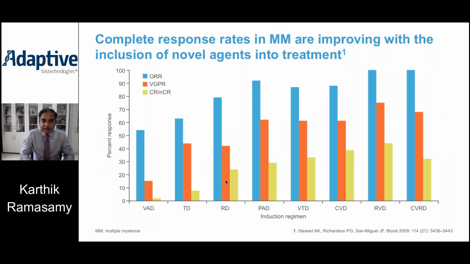We also know that complete response rates in myeloma are continually improving with the inclusion of novel agents into the treatment. On your screen, you can see the histogram where we moved from treatments such as VAD, TAL-Dex, Len-Dex, and now quadruplet combinations. You can see the rise in the light blue bar, which is the overall response rate, and also high quality responses such as VGPR in your orange bar and CR in your light green bar. So clearly, this makes MRD more reasonable to consider as a tool in our clinical armamentarium in making decisions.